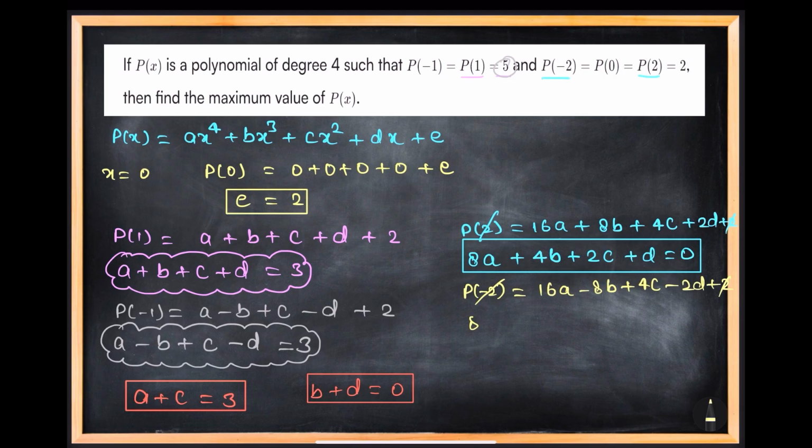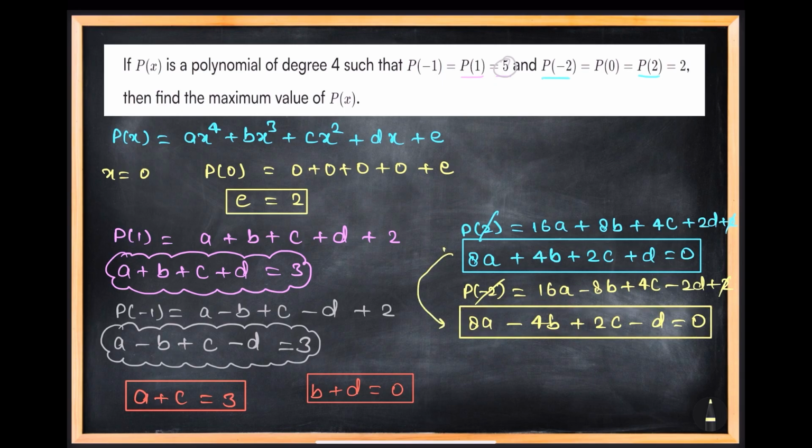Done. So can we divide again by 2? So we will have 8a minus 4b plus 4c minus, wait, we have to divide by 2 as well. So we will have d over here. Now what I will do, I will add this blue with this yellow.